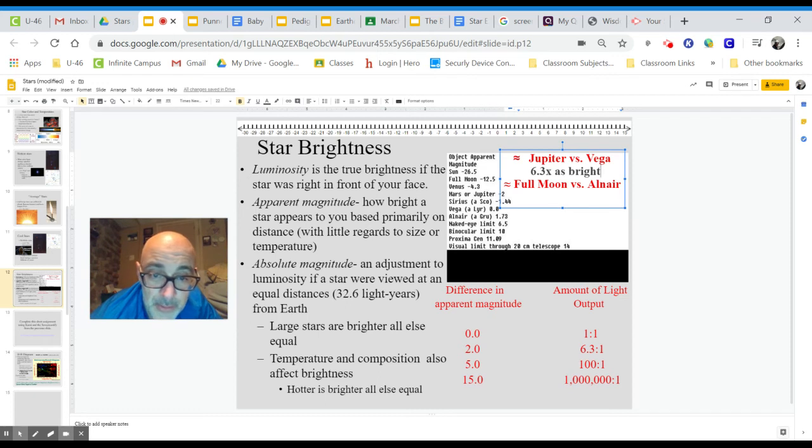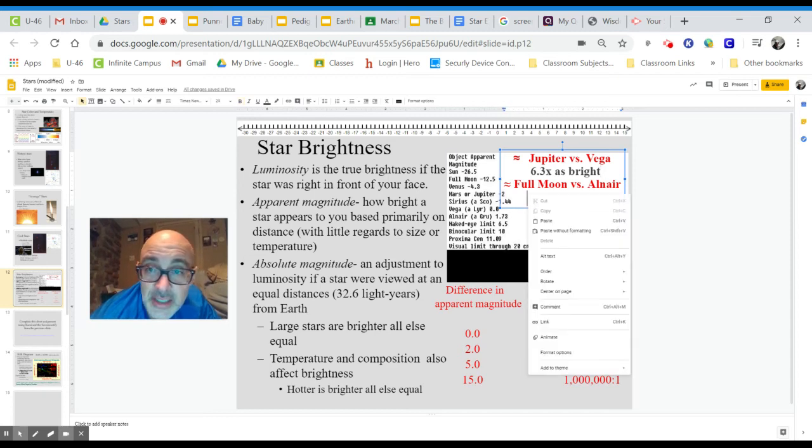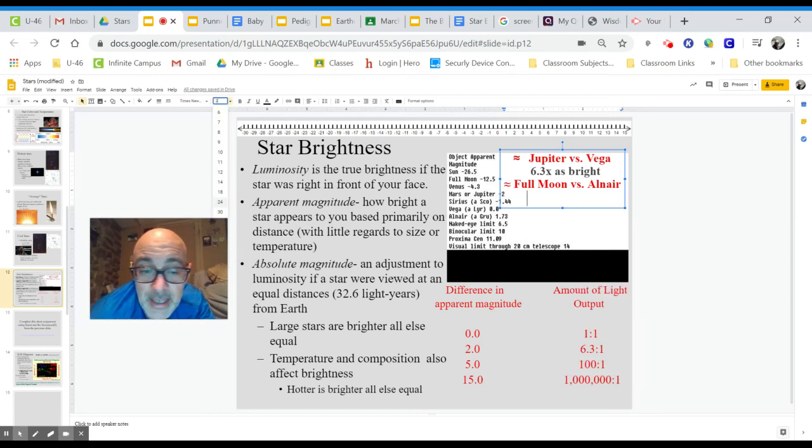So 14.23 for our purposes is roughly 15 as a difference in apparent magnitude, and that equates to 1 million times the amount of light output from the moon as compared to El Nair. So just to be consistent here, I'm going to write that in, and then you'll do the same thing solving a variety of problems on the assignment sheet, which you can link to from the next slide. So 1 million times as bright.